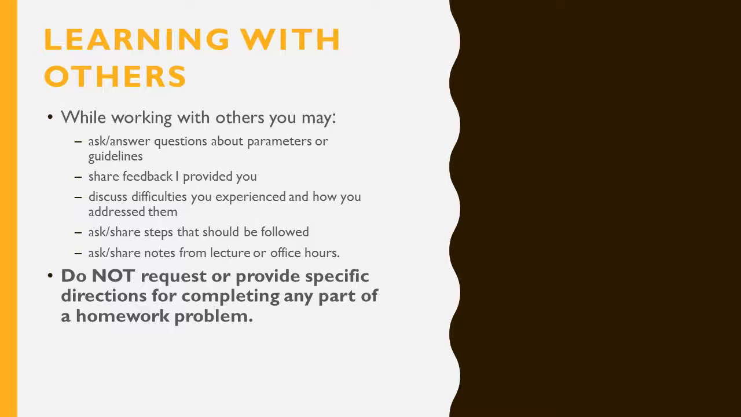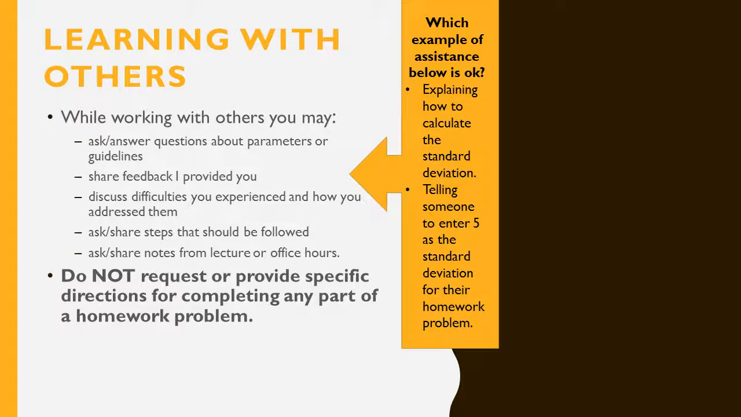Now that sounds a little confusing sometimes when we're looking at the option to ask or share steps that should be followed. So let's take a quick segue and look at some example assistance. Here are two different types of assistance you could be providing for somebody. Which one of these is going to be okay? First, explaining how to calculate the standard deviation. Second, telling someone to enter 5 as a standard deviation for their homework problem.